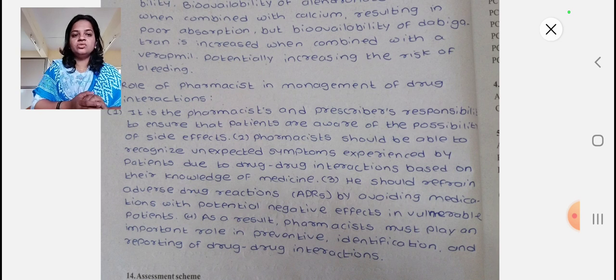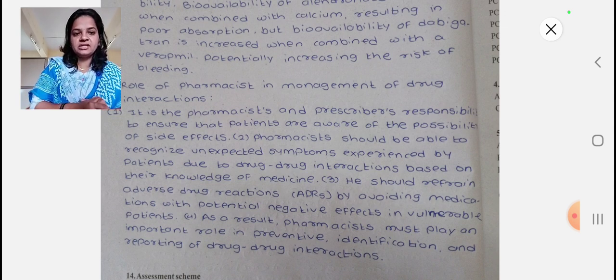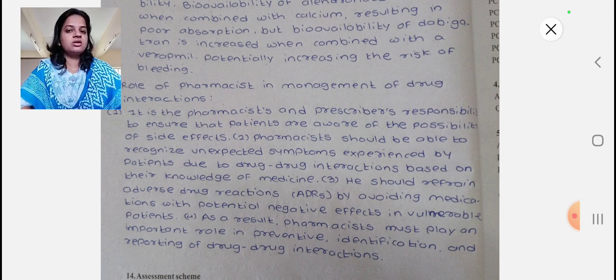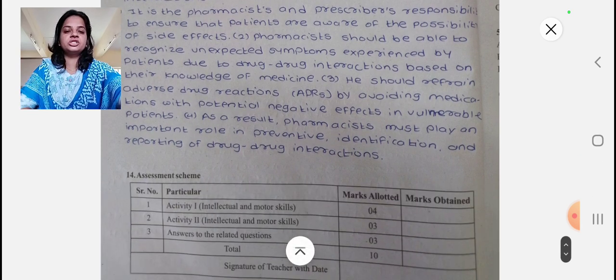Pharmacists should be able to recognize unexpected symptoms experienced by the patient due to drug interaction, based on their knowledge of medicine. Then they should prevent ADRs by avoiding medications with potential negative effects in vulnerable patients. As a result, pharmacists play an important role in the prevention, identification and reporting of these drug interactions. These are the only four questions.